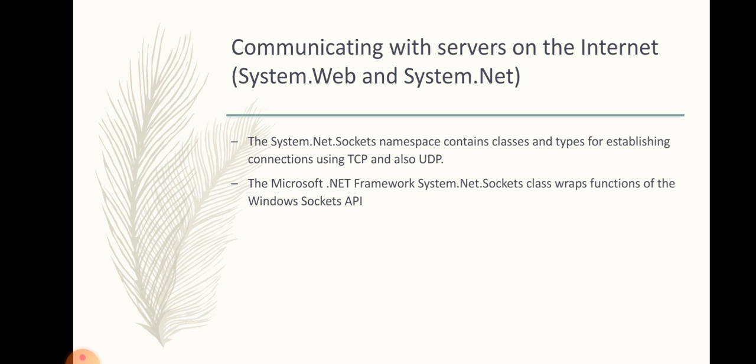The System.Net.Sockets namespace contains classes and types for establishing connections using TCP and also UDP. TCP means Transmission Control Protocol, UDP means User Datagram Protocol. What is the difference between TCP and UDP? These two are transport layer protocols. The difference is that Transmission Control Protocol works under a connection-oriented system, and UDP, User Datagram Protocol, works under connectionless data communication. Got it, students?